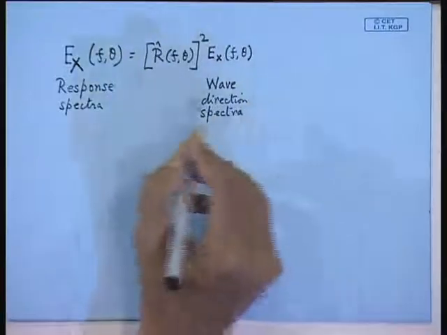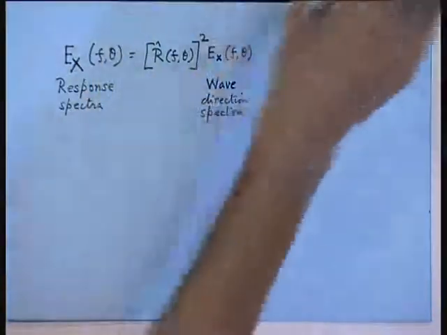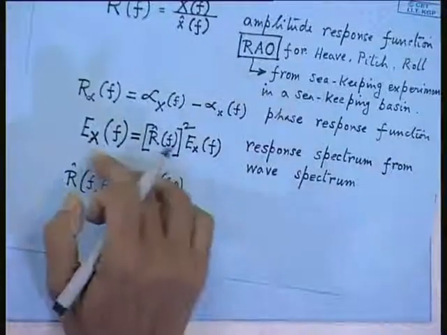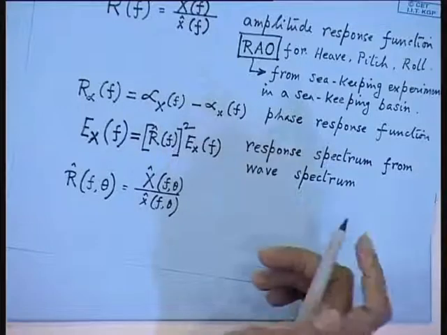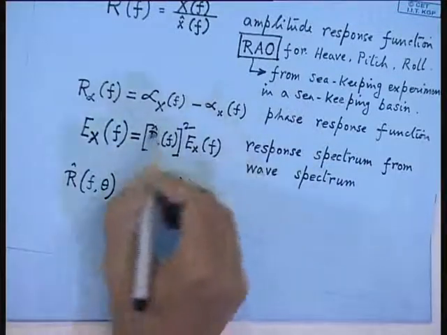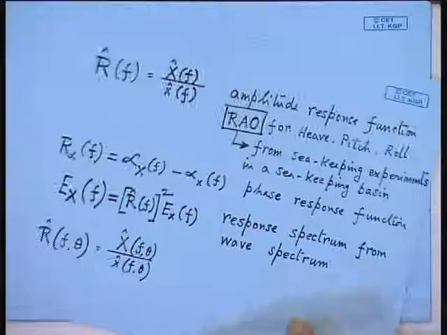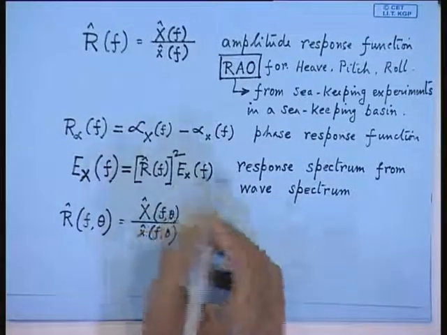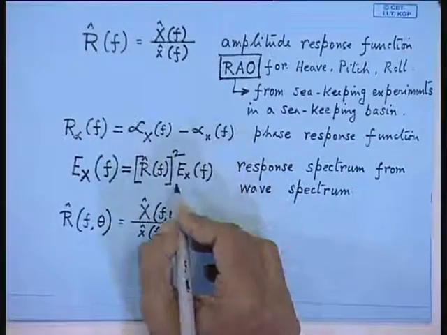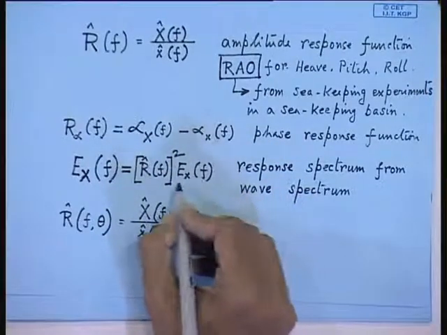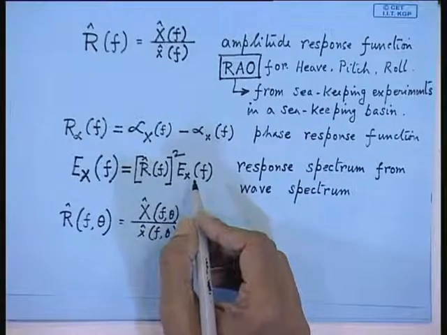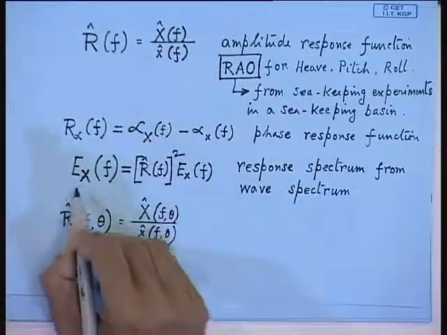Now, in ocean engineering calculations, either you get this if there is a direction spectra, or you get this EXF. Now, here, instead of directly calculating this RF theta, you calculate this RF square, and you know your EXF. This is your wave spectra. So, wave spectra you can either obtain from JONSWAP or Pierson-Moskowitz. You multiply by this RF square, you get this.